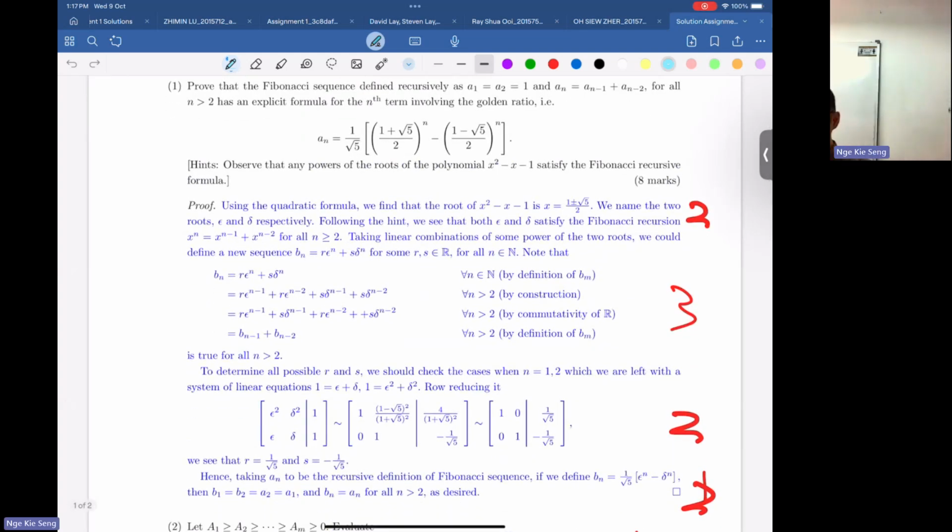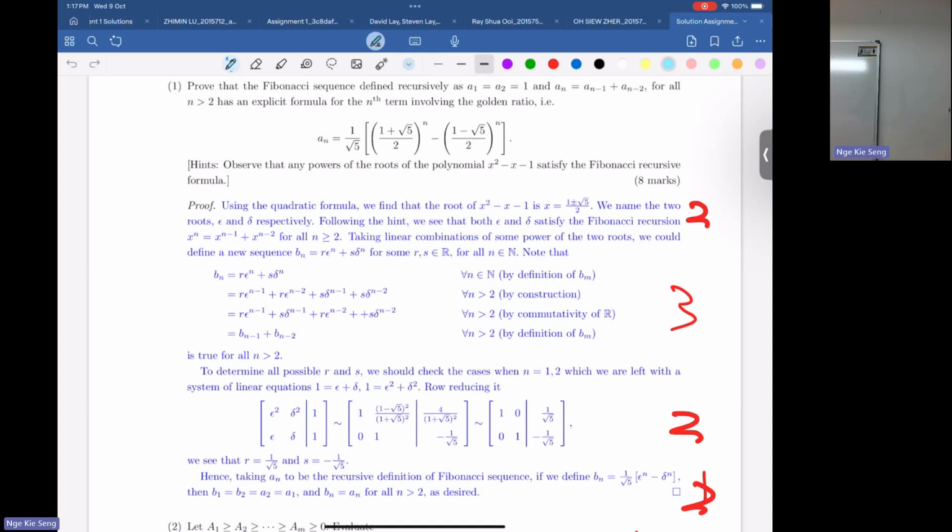So let's start. First question: I asked you to prove that the Fibonacci sequence has an explicit formula for a_n. Some of you just used induction, like what we did in class. It is not wrong. Just that the reason I give this hint here is that I somehow find this explicit term from scratch.